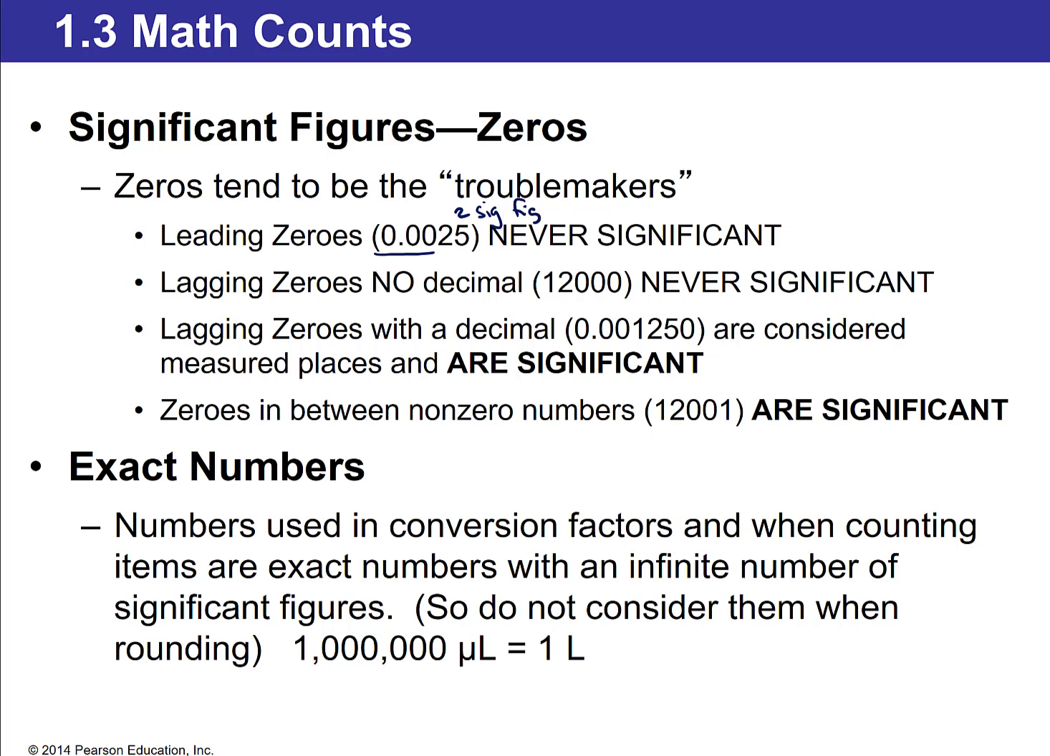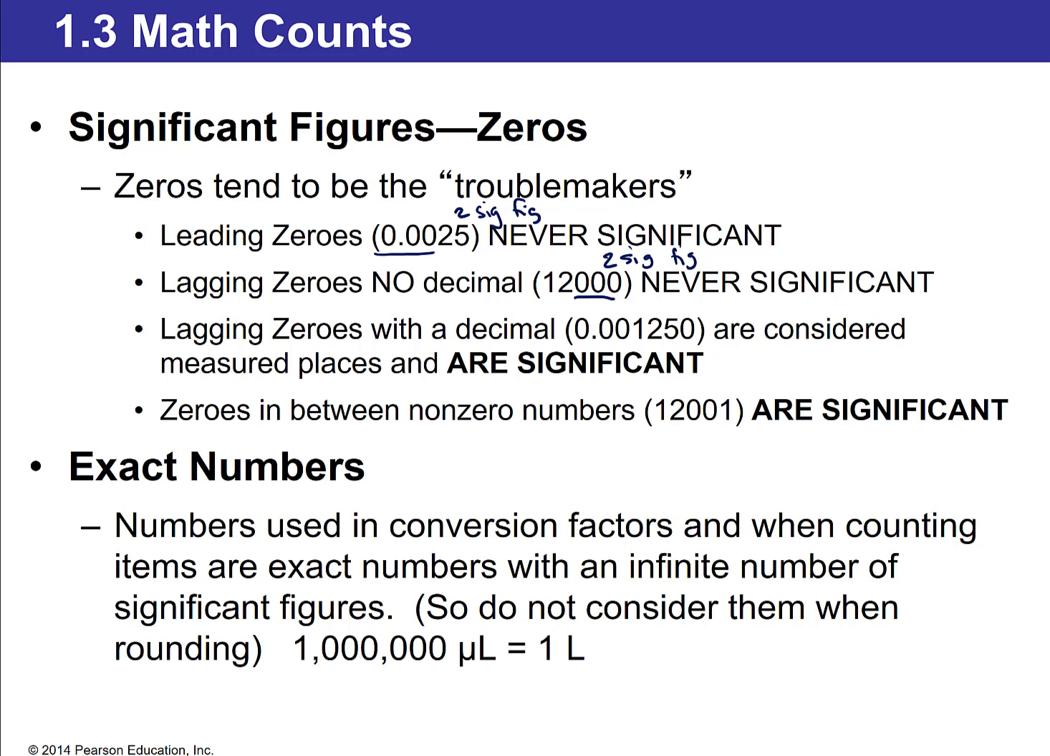So if I had 12,000, these zeros at the end are not considered measured numbers. They're really just holding the size of the number. If you say you counted 12,000 pennies, that indicates that it's somewhere around 12,000. I'm saying the 1 and 2 are significant, but it might be 12,001, it might be 11,889, but I'm just rounding to 12,000, okay? So I'm just rounding to the 1 and the 2. There's only 2 significant figures in that number.